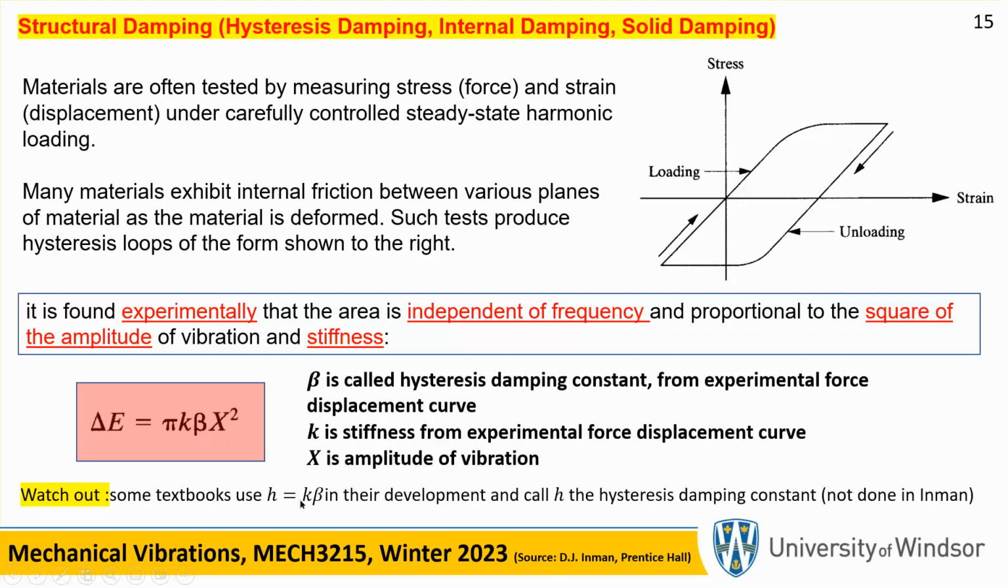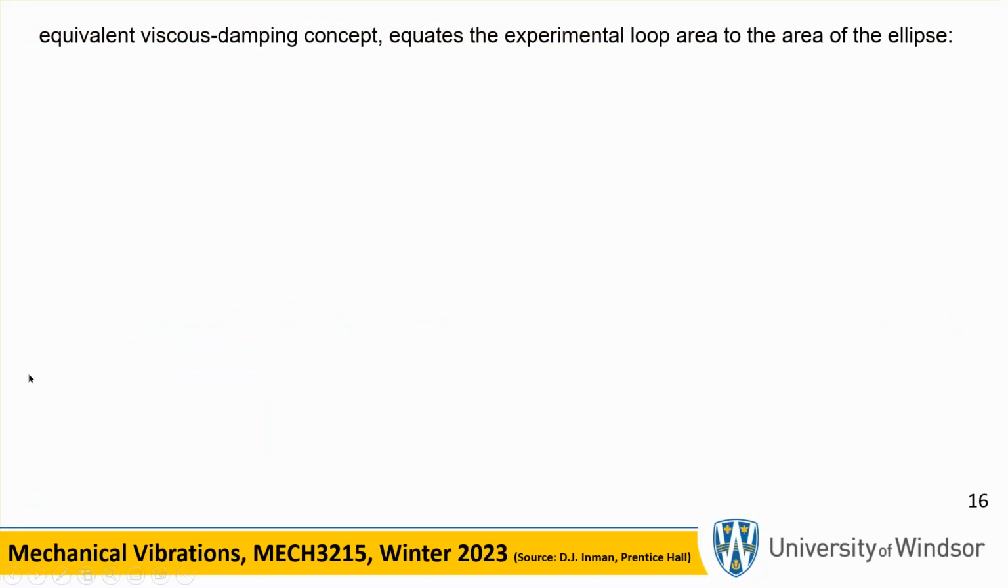Good. Just be careful that some books put the K and beta together, not ours, and call it H. We're not going to do that. Inman uses exactly this notation, and we're going to use this. Now, if we have material damping and we have experimentally that curve, that loop basically, how do we replace that with an equivalent viscous damper?